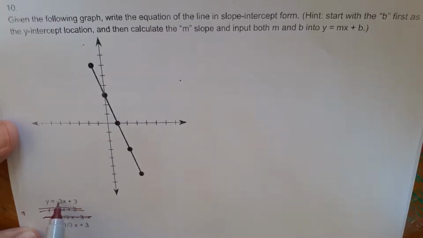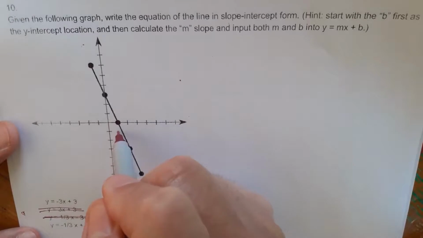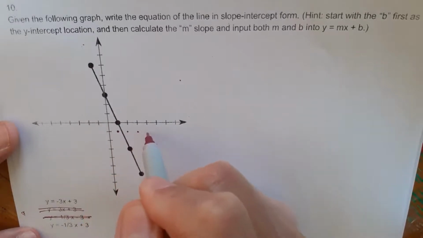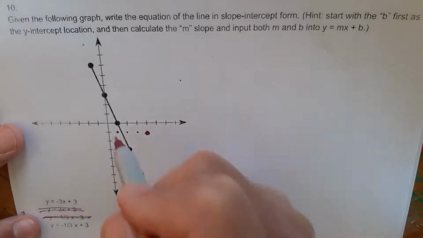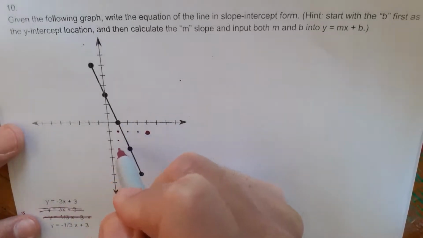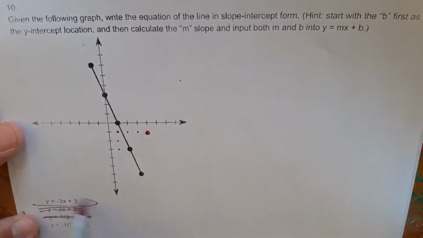So is it a 3 slope or a 1/3? 1/3 would be down 1 over 1, 2, 3 would be here. No, it's not that. It's 3, it's a -3 where it's down 3 over 1. Start here, go down 1, 2, 3, go over 1. This guy.